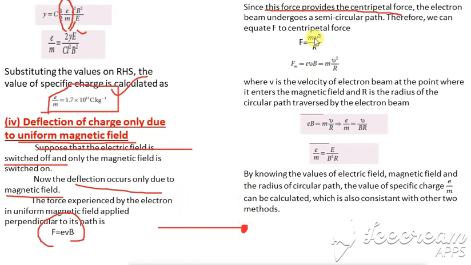So for centripetal force, the formula is what? mv squared divided by r. So this is also F and this is also F, so we can equate both. eVB is equal to mv square divided by r. Now on both sides the value of v gets cancelled. So we get eB, which is equal to mv divided by r. From this, bring this m down and B here. So we get e by m is equal to v divided by Br.